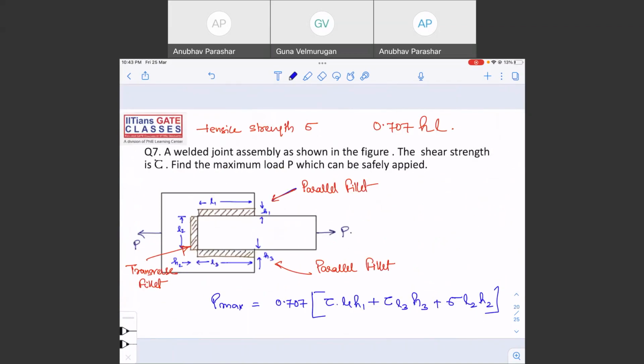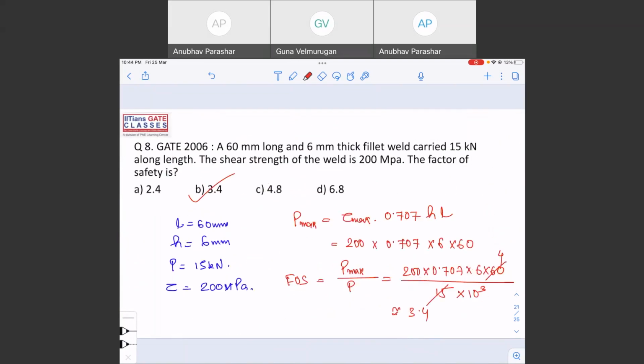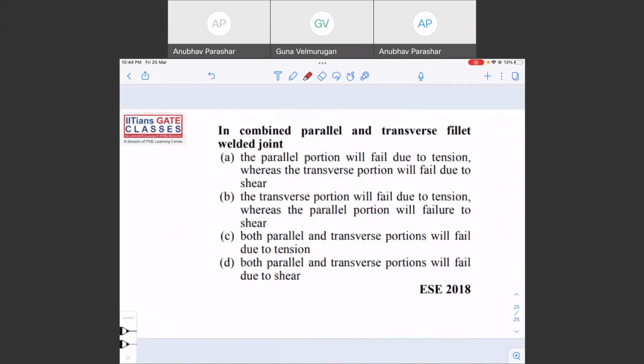Even if you see here, what I've written, for the transverse portion I've used sigma, and for the other portions I've used tau. So what should be the answer in that case? The transverse portion will fail because of tension, whereas the parallel portion will fail because of shear. The answer will be B. This is something very conceptual to remember about welded joints.